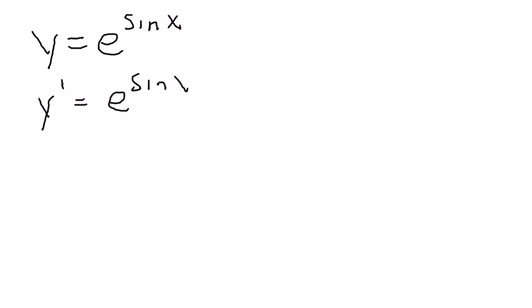Let's say I have y equals e to the sine of x. Then my derivative is going to be e to the sine of x times the derivative of sine of x, which is cosine of x. You cannot simplify that at all. The trig functions don't simplify, so we can leave it that way.